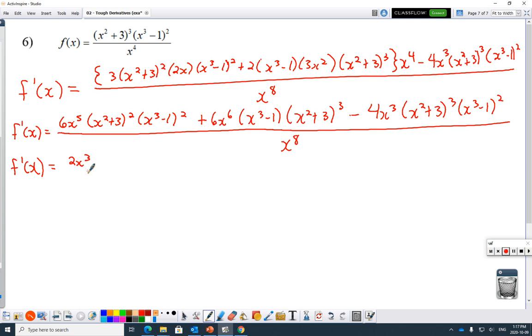x squared plus 3 squared, x squared plus 3 cubed, and x squared plus 3 cubed. Oh, isn't that nice? I can pull out an x squared plus 3 squared. x cubed minus 1 squared, x cubed minus 1, x cubed minus 1 squared. I can pull out an x cubed minus 1. Go with my square bracket. Now I'm going to have 3 terms in the brackets.